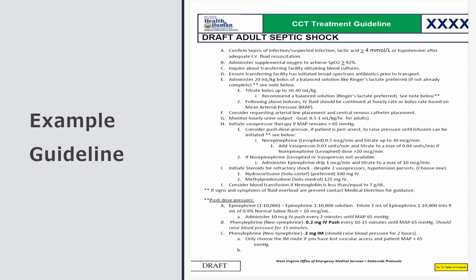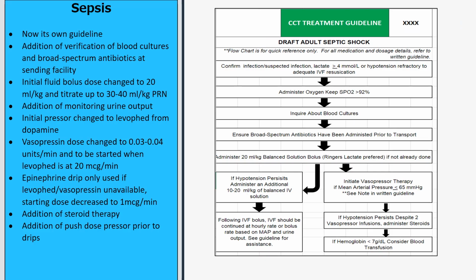For neosynephrine, the first recommendation is 0.2 milligrams IV push every 10 to 15 minutes until the mean arterial pressure is 65. This should raise the blood pressure for 15 minutes. The next choice would be neosynephrine 2 milligrams in an IM form, and this should raise the blood pressure for about 2 hours. Only choose the IM route if you have lost vascular access and the patient remains with a mean arterial pressure less than 65.